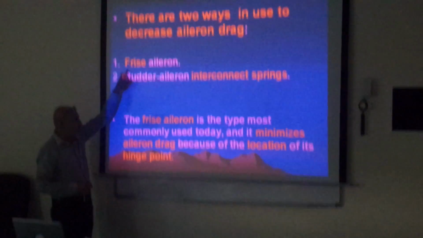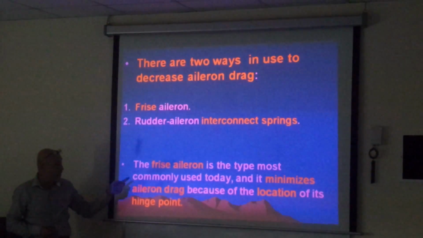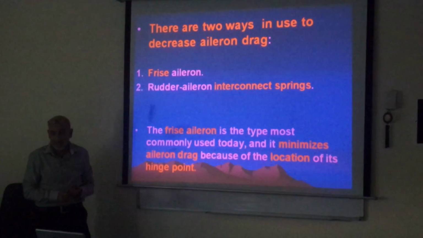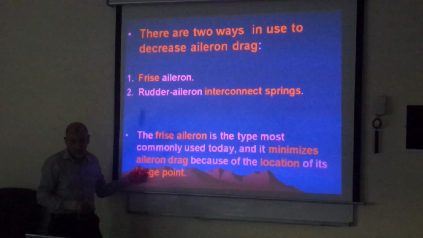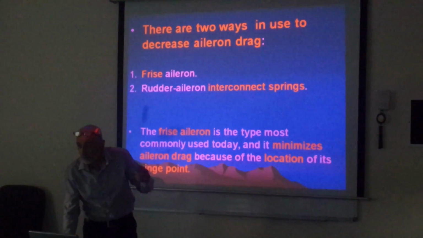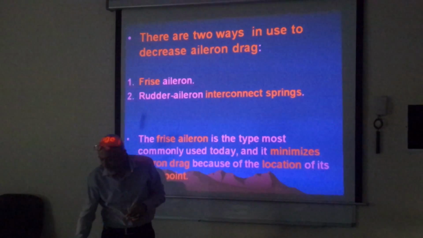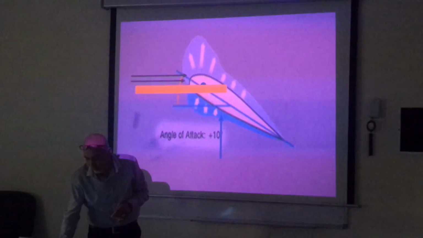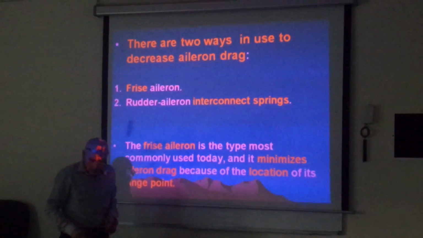Frise aileron. A Frise aileron is the type most commonly used today to minimize what we call the aileron drag because of the location of its hinge point. Then I'm playing with the hinge point. I'm playing with the hinge point of the aileron. Now, the hinge point of the aileron.